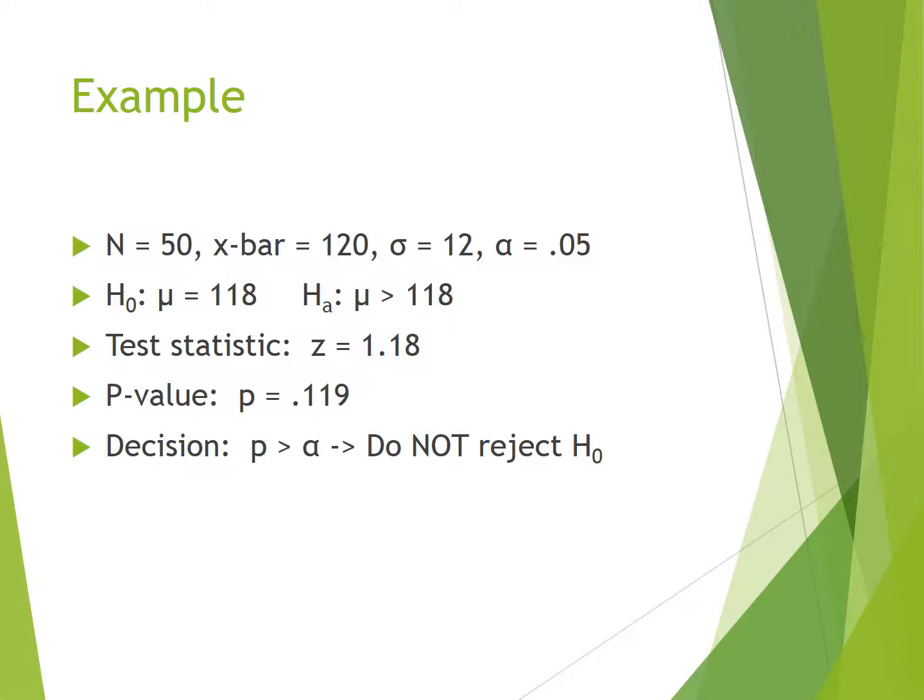So when we put all that information into 1 sample Z, stat, basic stat, 1 sample Z, we end up with a test statistic of Z equal to 1.18. The p-value is p equal to 0.119. Since p is greater than 0.05, which was our significance level, we do not reject the null hypothesis.